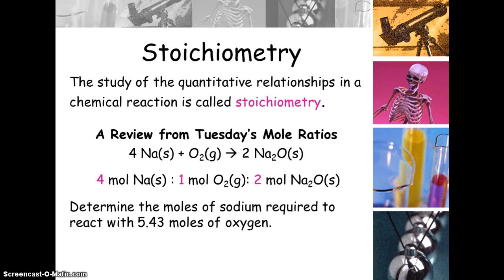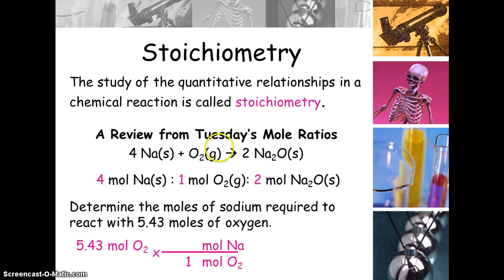So, first, once we balance the equation, we want to find the number of moles of sodium we need to react with 5.43 moles of oxygen. So we start off with 5.43 moles of oxygen, put moles of oxygen on the bottom, and now we want to convert from moles of oxygen to moles of sodium. Moles of sodium go on top.